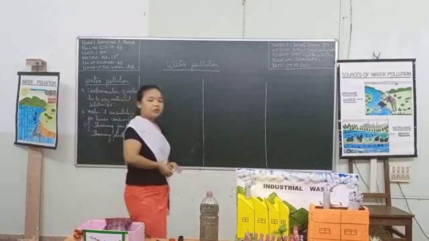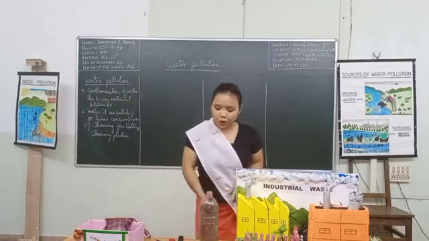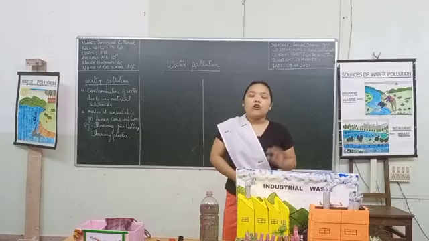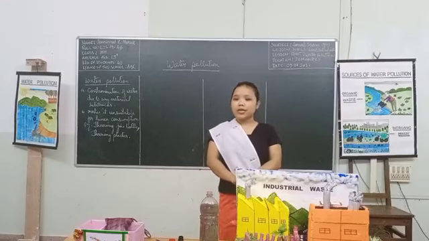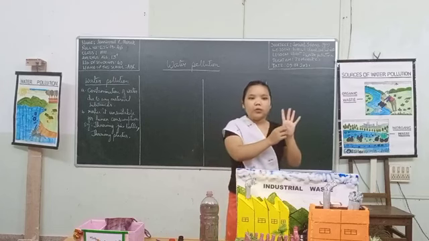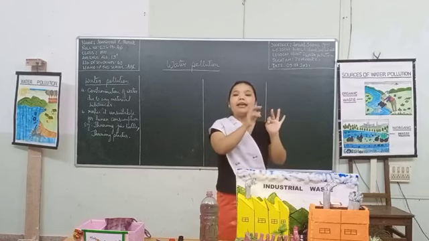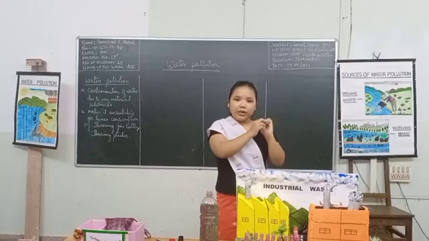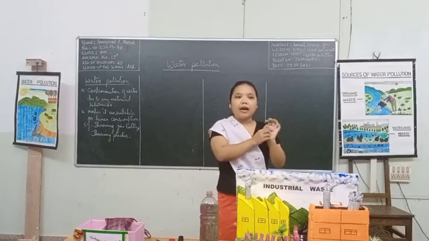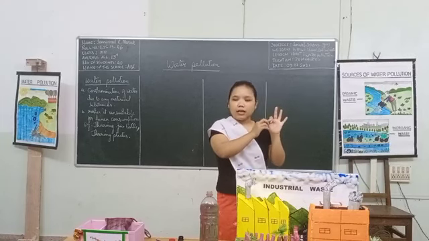Now let us move on to the sources of water pollution. There are 5 sources of water pollution. How many sources of water pollution are there, class? 5. Yes, 5 sources of water pollution. They are organic waste, inorganic waste, industrial waste, domestic waste, and radioactive waste. I repeat, they are organic waste, inorganic waste, industrial waste, domestic waste, and radioactive waste.